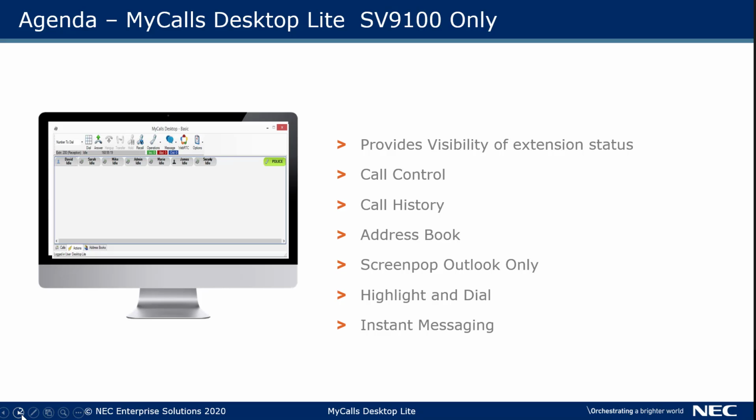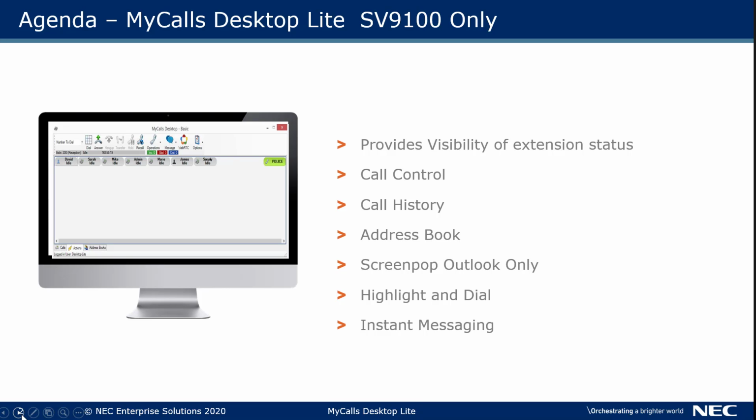The application itself can provide you visibility of extension status, so you have 10 buttons that can be whatever extensions you wish to monitor, and you can see whether they are on the phone or off the phone. It gives you the ability to have some call control, so by clicking on the particular icons that you can actually see in the image there, we can answer the call, hang up, transfer, recall, etc. Also, you can see your call history.